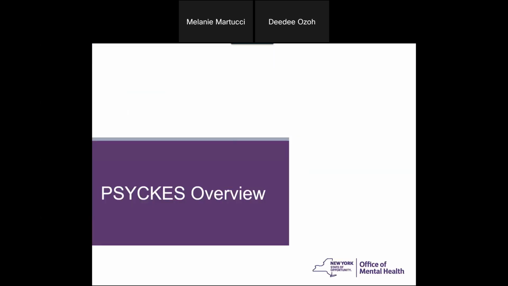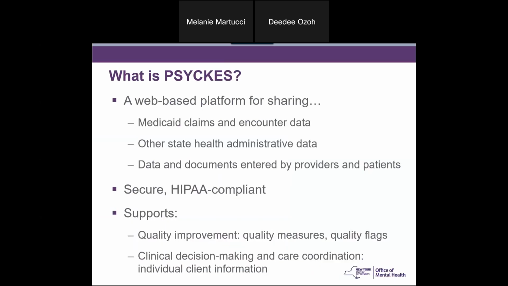So I'll start by introducing PSYCKES and reviewing what the PSYCKES application can offer your organization. And it's just important to note that for this webinar specifically, we'll be talking about PSYCKES for agencies that don't yet have access. So this is for agencies that may not know if they are eligible. So we'll go over a PSYCKES overview and then begin the process as if your agency is brand new and doesn't yet have access to the application. So I'll start with the overview about what is PSYCKES.